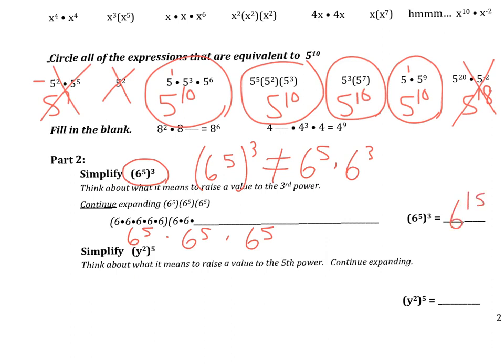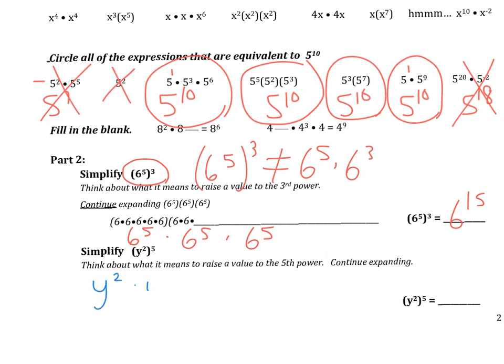How do you get 15 from 5 and 3? If you were to go back to the original problem, how could you get there without having to expand it out? 5 and 3, what can you do with those to make 15? Keep thinking about that. What about y squared to the 5th power?